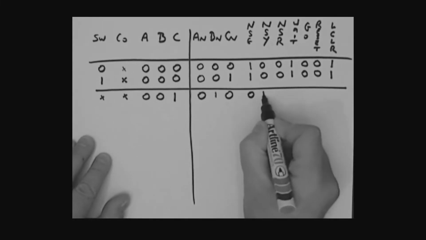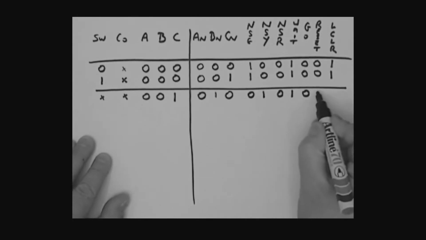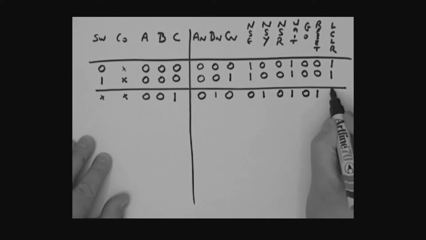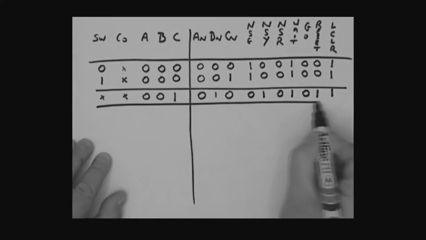Well, I want the yellow light on, I don't want the red, I want the white light on, I don't want the go. Am I resetting? Yes, we were resetting in that state. Are we clearing in that state? No, we're not clearing in that state. Okay, so that's everything to do with that state.